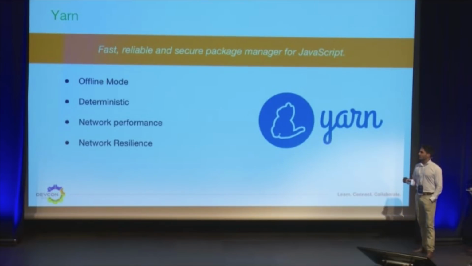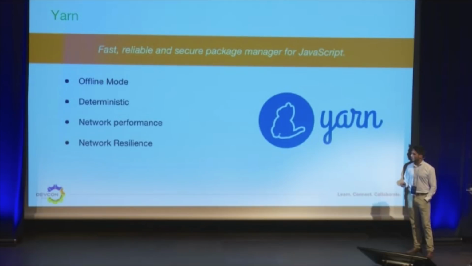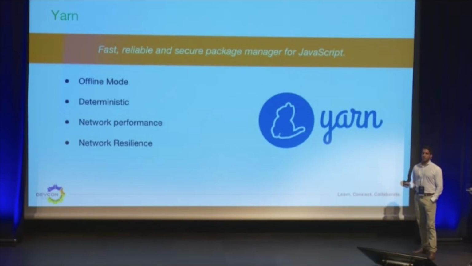Another interesting feature is that Yarn is deterministic like npm. Basically, it means that everyone in the team will have the same node modules, having the same package JSON plus the lock files. Also, Yarn will enqueue the requests to avoid waterfall requests in order to maximize the network utilization. And if a request fails, it will do some retries instead of stopping the whole process.